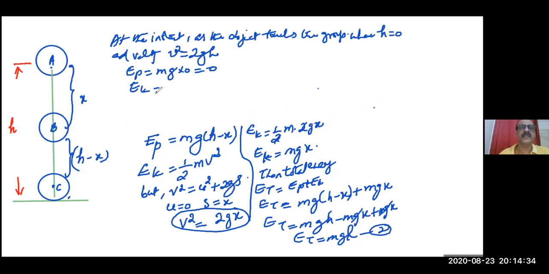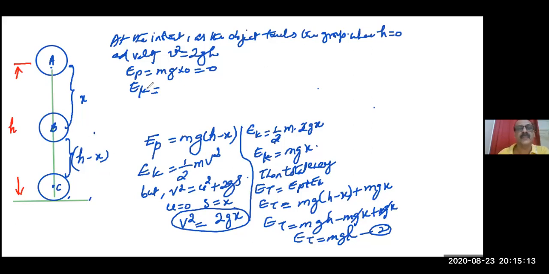Can you explain how v squared equals 2gh? Have you seen this formula, v squared is equal to u squared plus 2gs, right? u is 0 initially. Earlier s was x, in this case s is equal to h, because from here to here it travels a distance h. Why didn't we take mgx for potential energy? Potential energy we take from the ground up, so the height h we need.